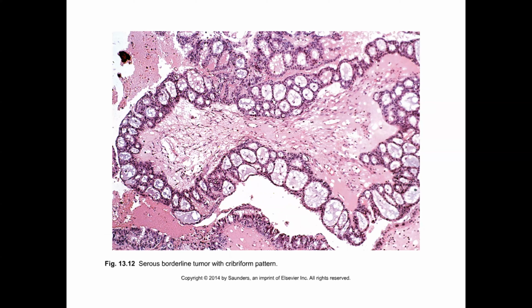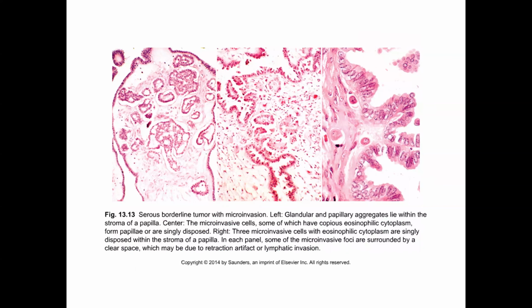Here's the cribriform variant of this micropapillary carcinoma. You see the very punched out rounded spaces with a little bit of intracellular or intraluminal mucin, and this also should be classified as the micropapillary variant. Some of the things that we can see with this are areas of microinvasion.